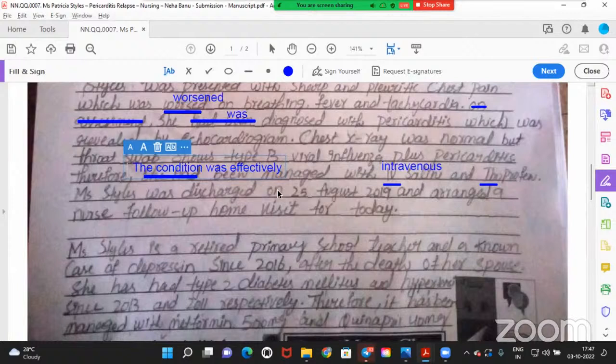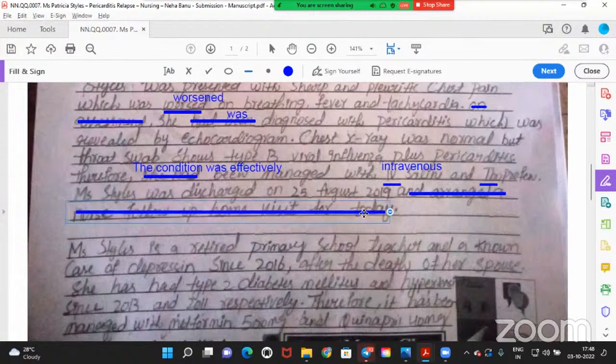Miss Stiles was discharged on 25th August 2019 and a nurse was arranged to follow up home visits. Miss Stiles was discharged on 25th August 2019. That's enough. And arranged a nurse follow-up home visit for today. Okay, that's already there. You are writing the letter. This is not required. So, discharged on 25 August 2019.